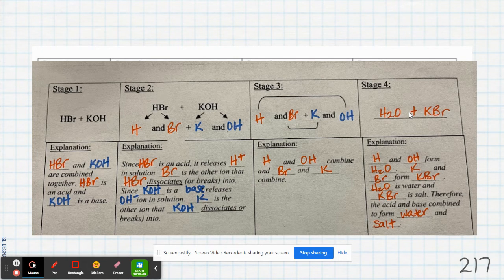Since KOH is a base, it releases hydroxide ions in solution. K is the other ion KOH dissociates or breaks into. H and OH combine, and Br and K combine. H and OH form H2O. K and Br form KBr. H2O is water, and KBr is our salt. Therefore, the acid and base combine to form salt and water.